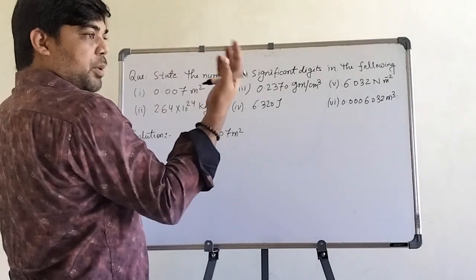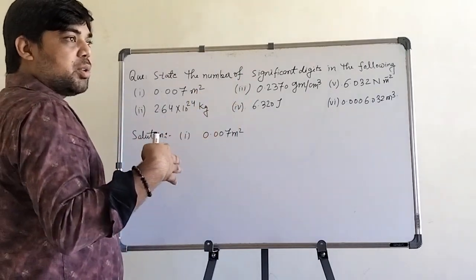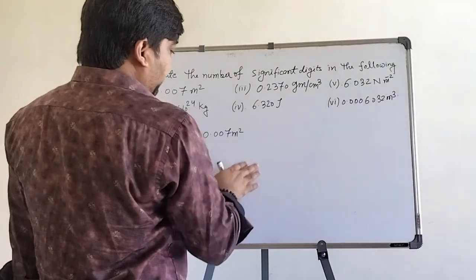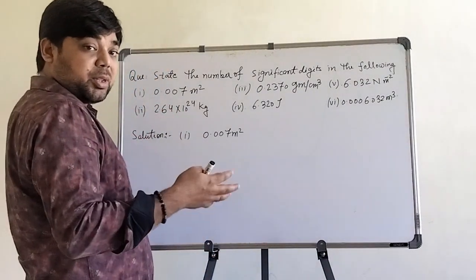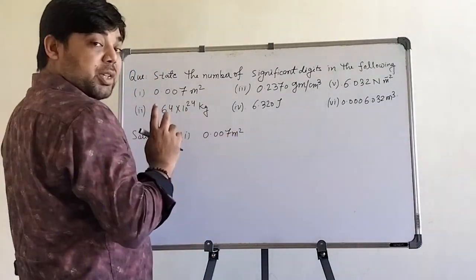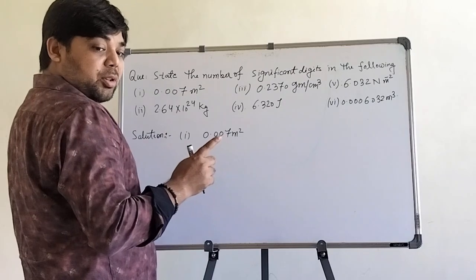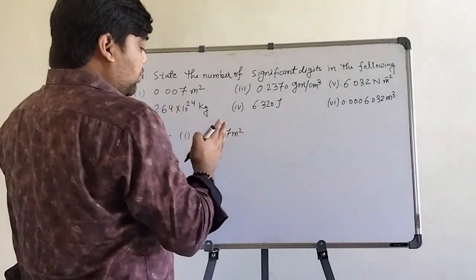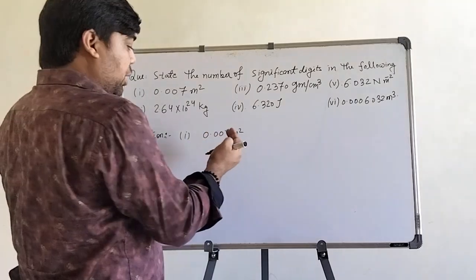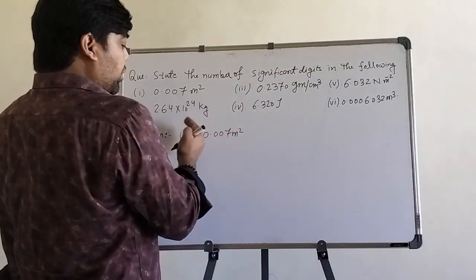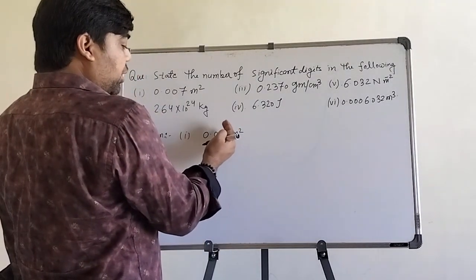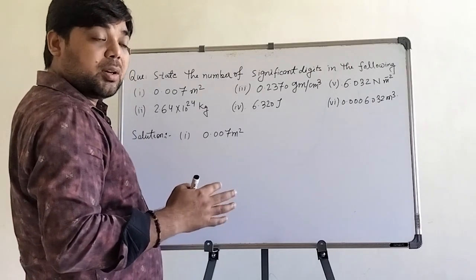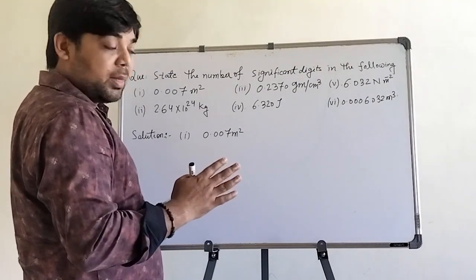Now remember that we have already stated in our previous videos, where we were discussing the rules for finding the significant digits, that zeros which lie on the right side, or sorry, left side of the significant digit are insignificant.